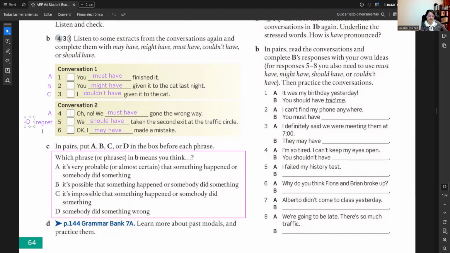Finally, okay, I may have made a mistake. So A, B, C, or D?